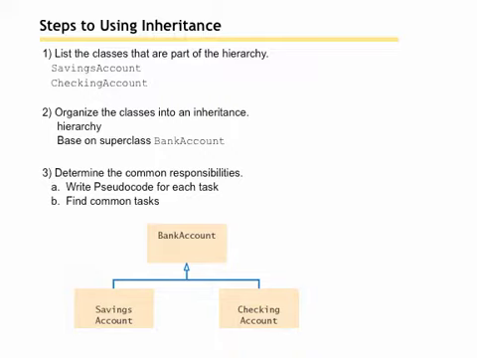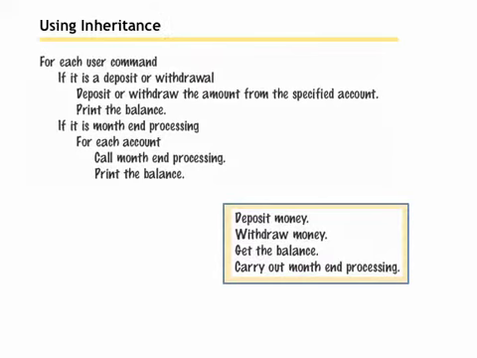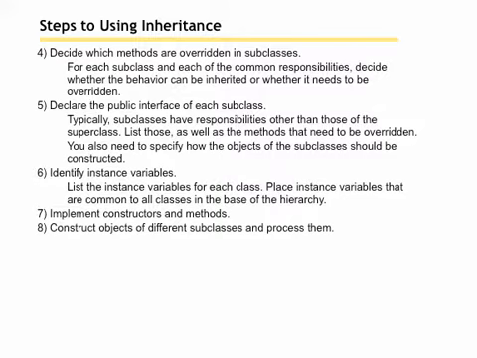Write pseudocode for each task. So that means we'll write English-like statements to help us with our plan. So here's our pseudocode. For each user command, if it's deposit or withdraw, we're going to deposit or withdraw the amount from a specified account and print the balance. If it's month-end processing, for each account, we're going to call the month-end processing method and print the balance. This is very similar to what you may have already been doing in the lab assignment.